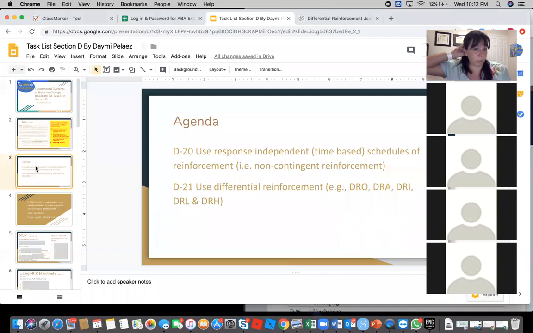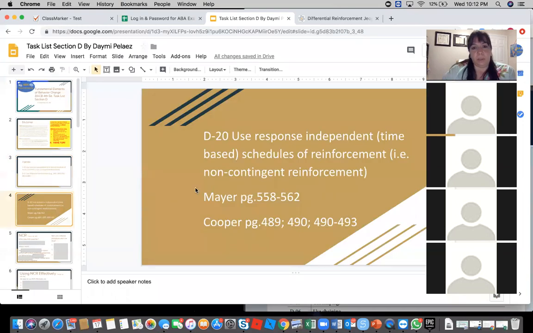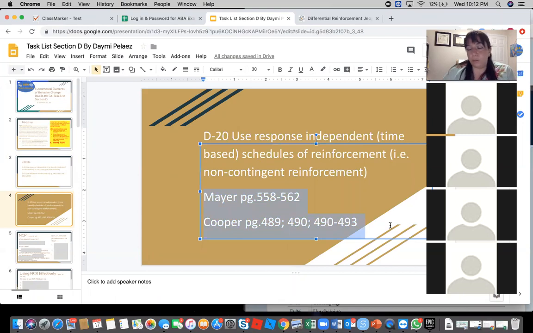So we're going to go over D20 and D21 really quickly, which is basically D20 is NCR and D21 is DRs, Differential Reinforcement. Okay, so like I said, D20. Here are the page numbers in Mayer and Cooper, which are the 2 resources that I used. If you want to write that down, feel free. Mostly I used Cooper, but I did go back to Mayer and take a look to compare and contrast the information. Okay, are you ready to move on?